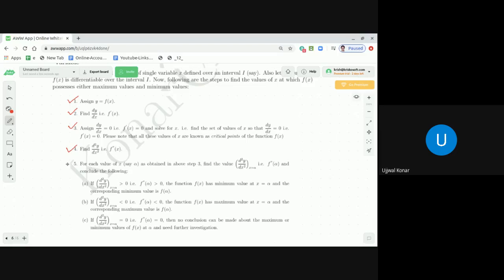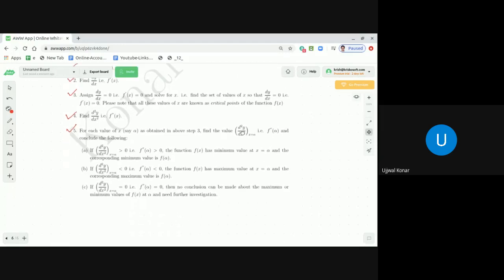Now the fifth step is very important. All the steps are important. So if you miss one step, it will not work. Fifth step says that for each value of x, that is alpha, what you obtained in the above step 3, that is by solving dy/dx equal to 0 you got different values of x. Now let's take one such value, x is alpha. As obtained in the above step 3, we find the value of d2y/dx2 at x equal to alpha, or we can say it is f double dash alpha.